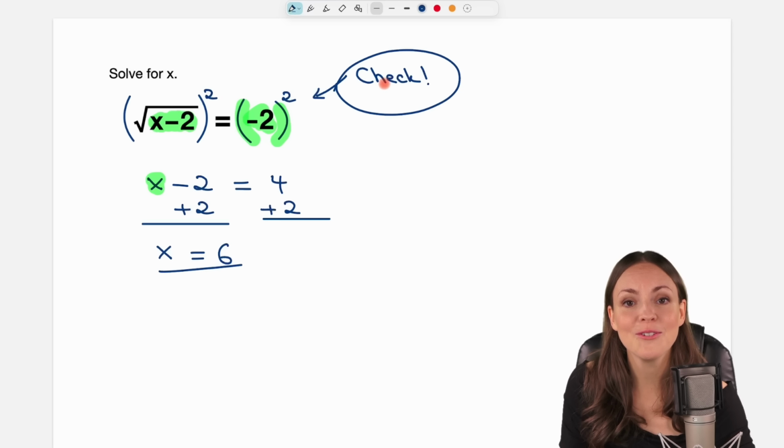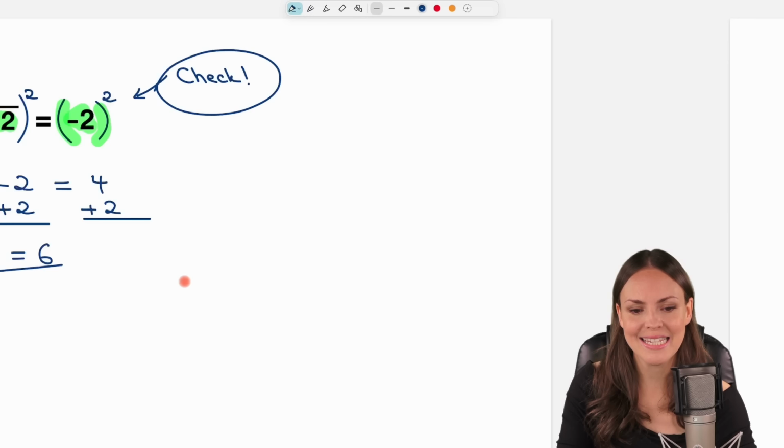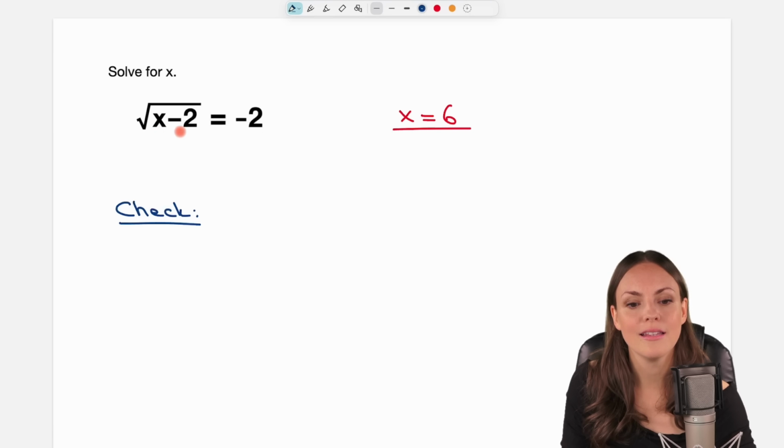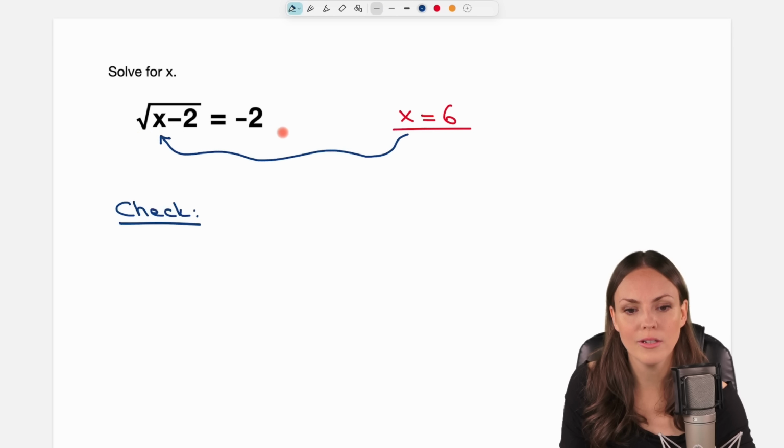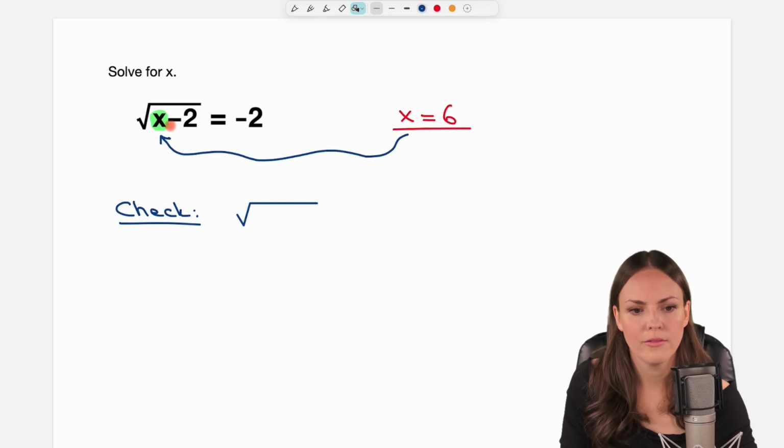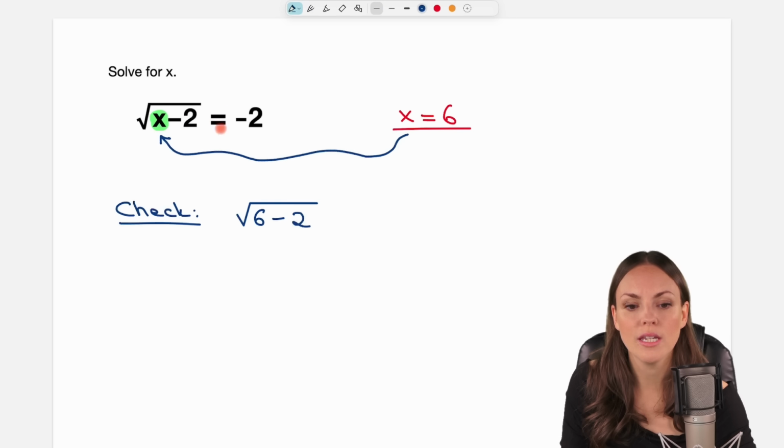Maybe we have to check this solution now. So let's take this possible solution. This was our original equation, and we now have to take the 6 and insert it for every x that we have in here. We only have one x, so we only have to insert the 6 here to this x and then see if this equation is correct. So we have the square root of 6 minus 2, and this has to be equal to negative 2. Let's see if we get a result of negative 2 here.